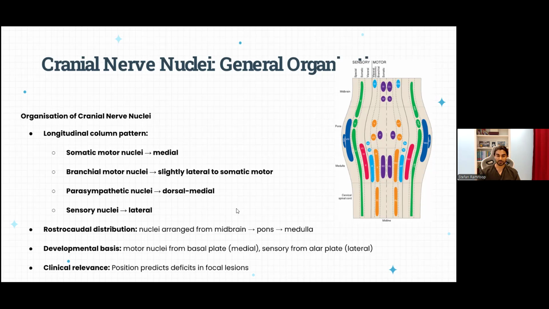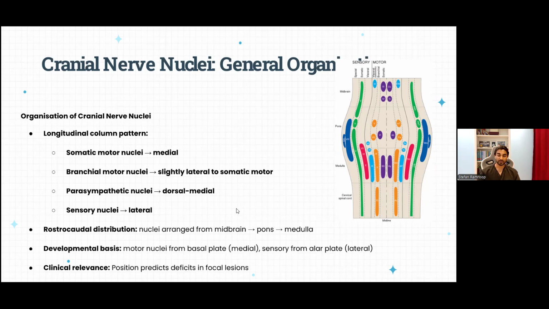Then you have your branchial motor nuclei, derived from your pharyngeal arch musculature. They sit just lateral to the somatic motor column, and these include nuclei such as your facial, trigeminal motor, and your nucleus ambiguus. And their clustering explains why lesions affecting the lateral tegmentum can produce combined deficits involving facial expression, mastication, and swallowing. Then you have your parasympathetic nuclei, such as your Edinger-Westphal nucleus.